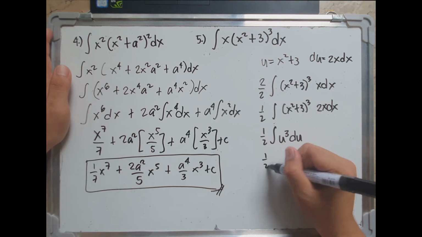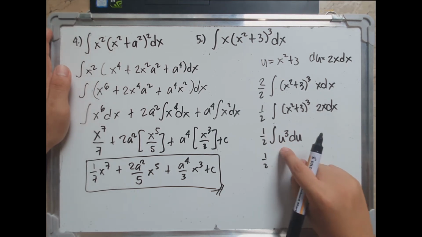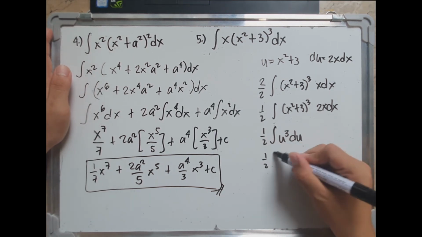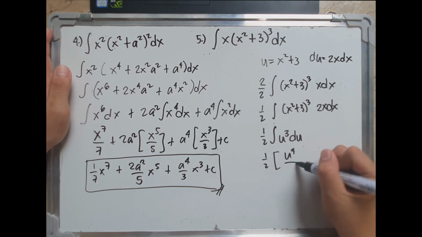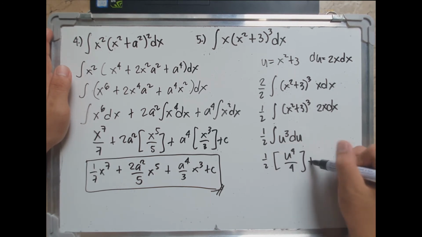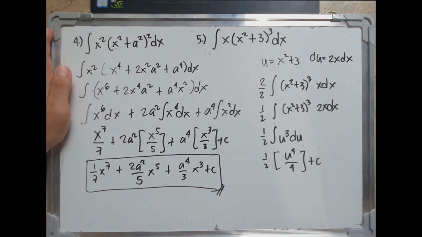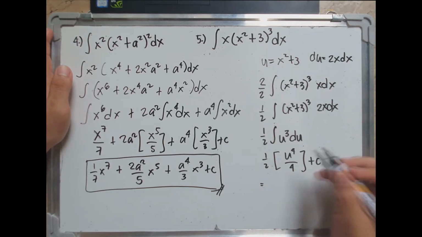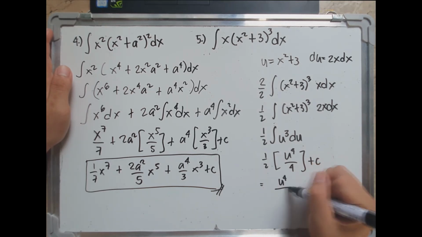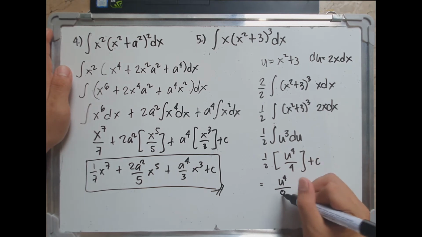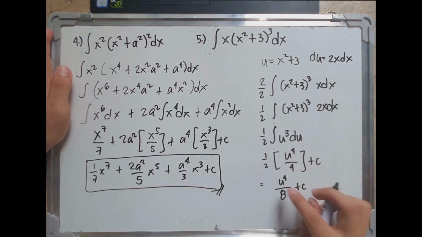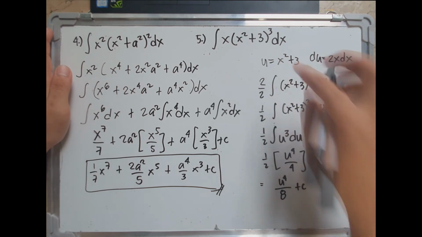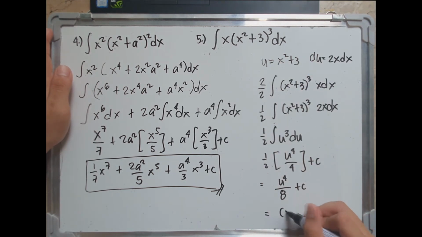So this is 1/2. What is the integral of u cubed? By the power rule, that is u to the 4th over 4 plus c. So we'll be having a result of u to the 4th over 2 times 4, which is 8, plus c. Bring back the value of u. We now have quantity x squared plus 3 raised to the power of 4 over 8 plus c.